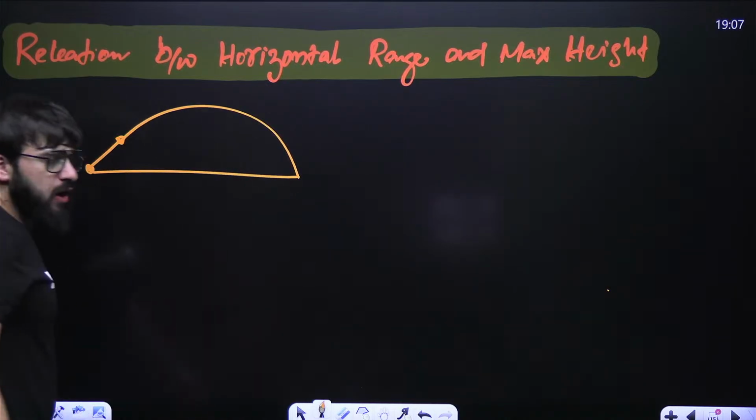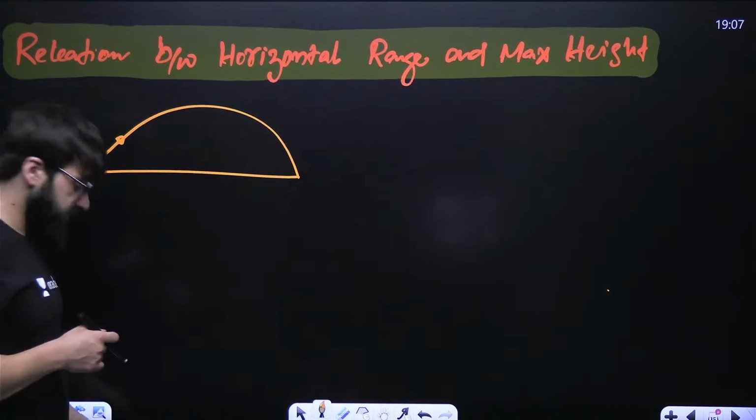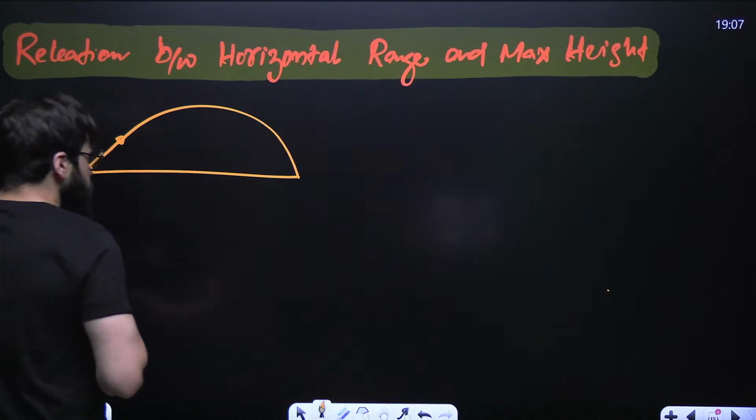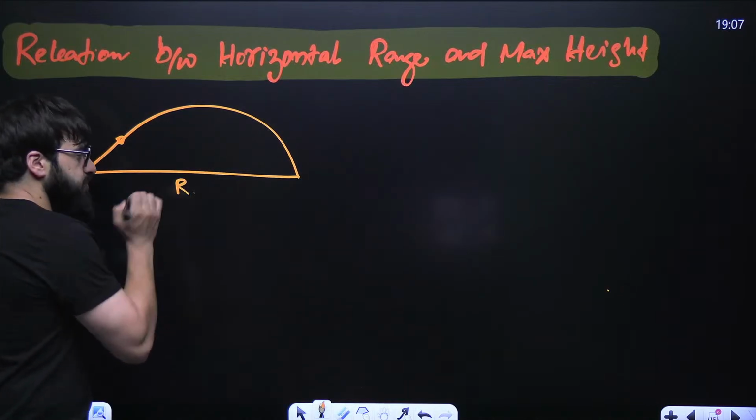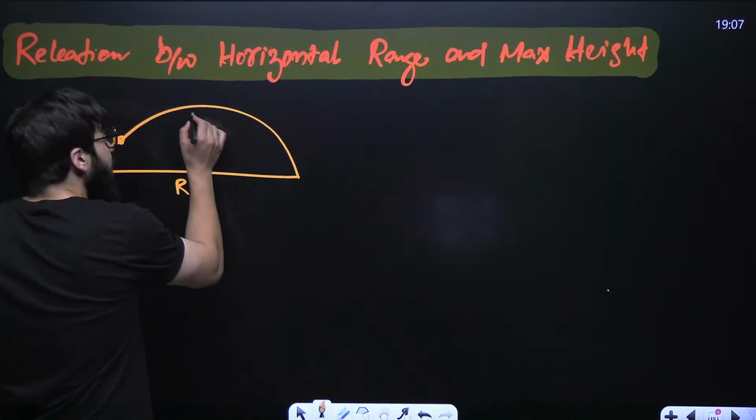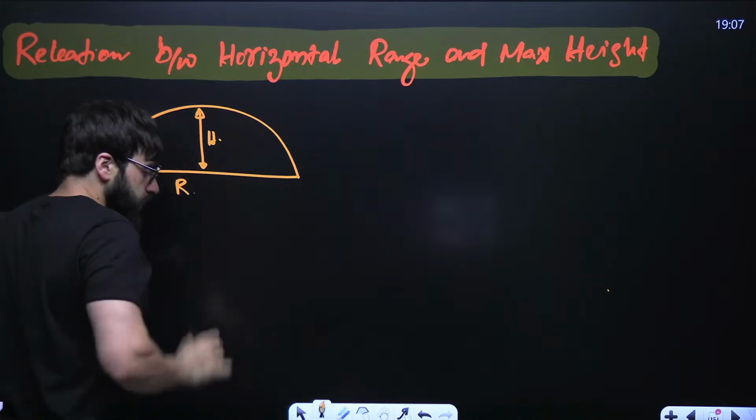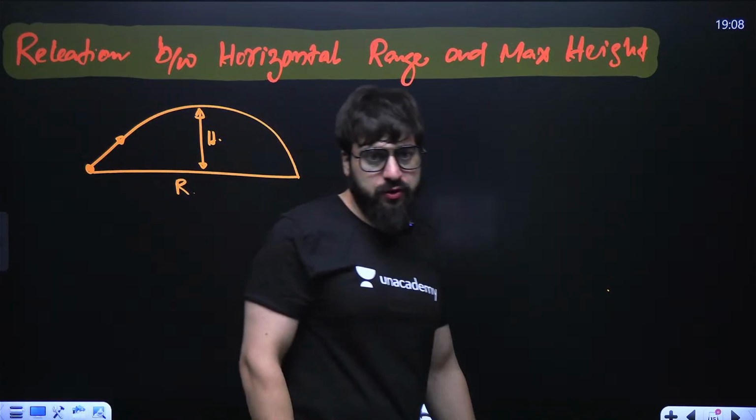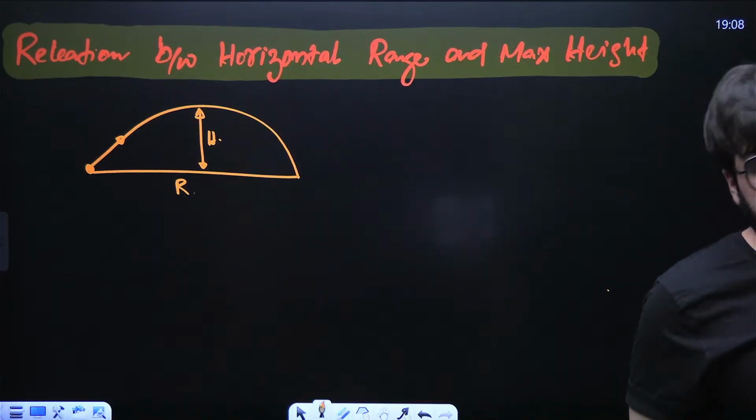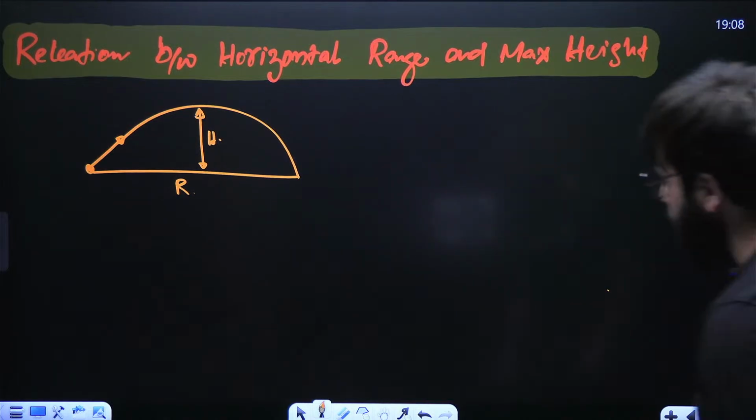What is the range of a projectile? When it comes to the range of a projectile, that means how far it can go from its initial position. And what is the height of the projectile? Height means how high it can go. Could you please tell me what is the relation for range and maximum height?